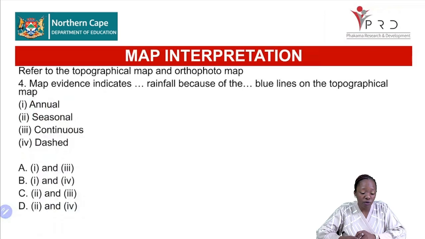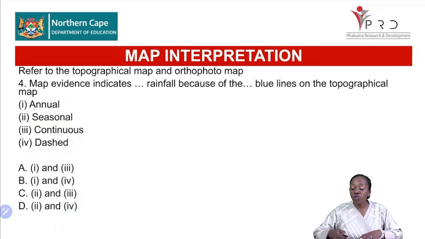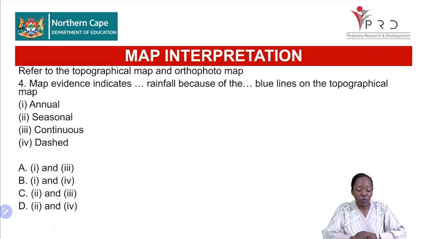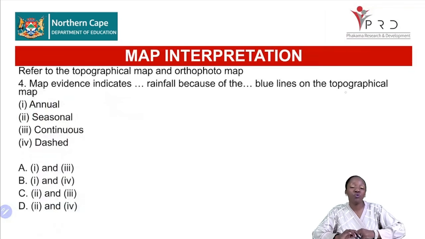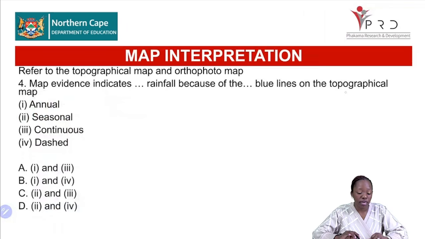Then your question number 4, we are referring to map evidence indicates. So now we need to look at the map as a whole because it says the map evidence indicates rainfall. So we need to look at the types of rainfall, and we are guided by the blue lines on the topographical map. It's a 2-in-1 question. Again, you need to make your combination. We're looking at the type of rainfall as well as the reason, the blue lines. You have your Roman figure 1 to your Roman figure 4, then you make your combination, you choose your A, B, C, as well as your D.